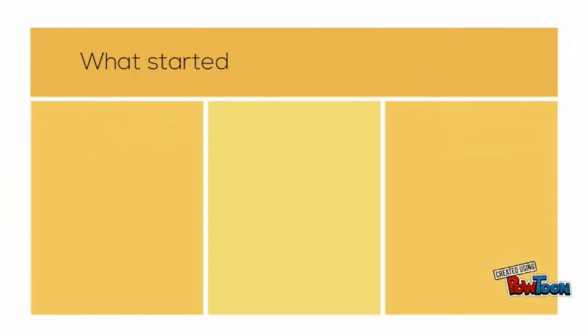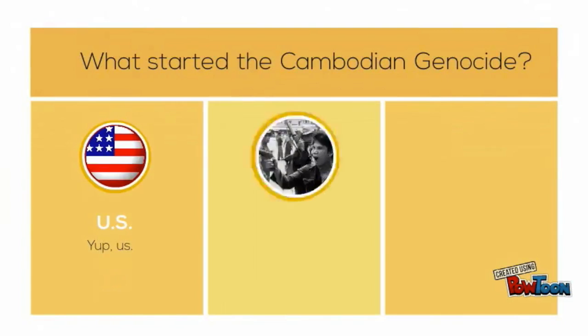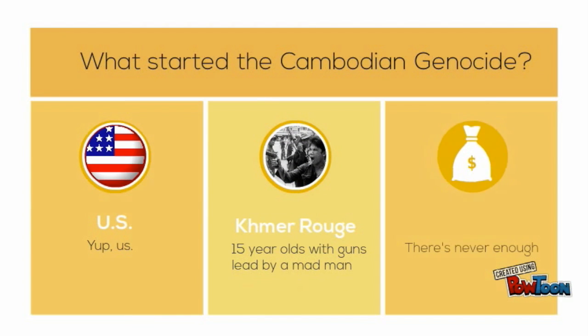So what caused the Cambodian Genocide? Well, there were really three things that caused it. One, the US, two being the Khmer Rouge, and three being money.